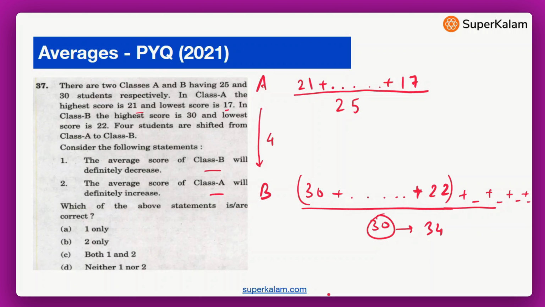But just tell me, these four scores will of course be lower than 22. Let's say 21 is the one which is added, then something less than 21, then something less than 21, and another thing which is less than 21. So all these four things are less than 22.